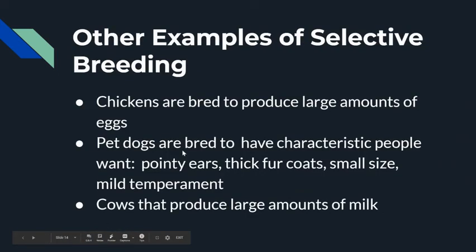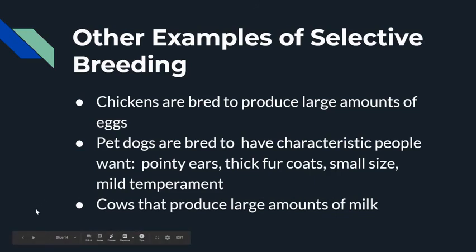Other examples of selective breeding: chickens are bred to produce large amounts of eggs. Pet dogs are bred to have characteristics people want, like pointy ears, thick fur coats, small size, sweet temperaments. We don't want aggressive dogs. And cows, we can make them produce larger amounts of milk. All of these are examples of selective breeding. All of these are bred to give us a specific trait that we want to see, either for financial gain or, in the case of dogs, because we all want sweet pets and pets that are friendly.